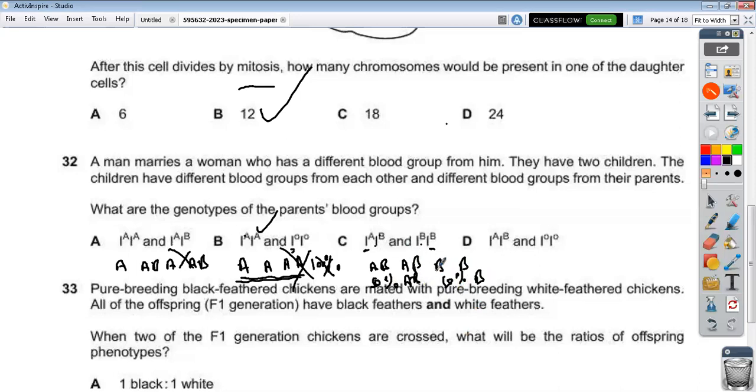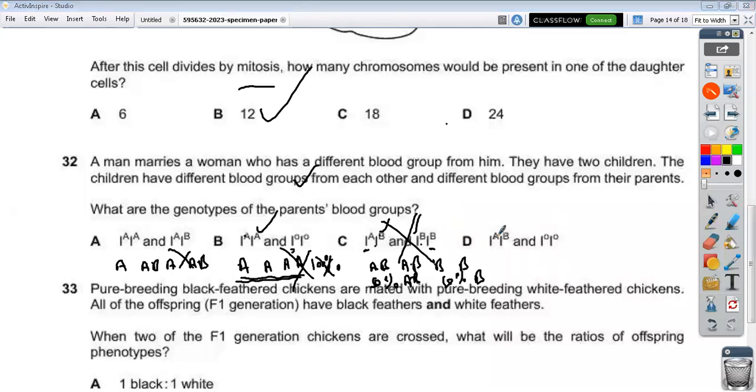Yes, I can have a child with B and I can have a child with AB. So they can be different. But you see, the challenge is that the question says, which two children? The children must have different blood groups. That's correct. But also different blood groups from their parents. This is the same as the parents, so it's out. Makes sense, Takuzo? Takuzo, does that make sense?